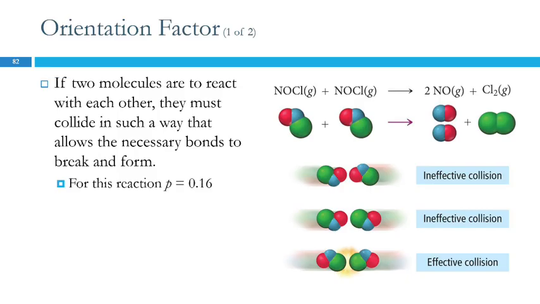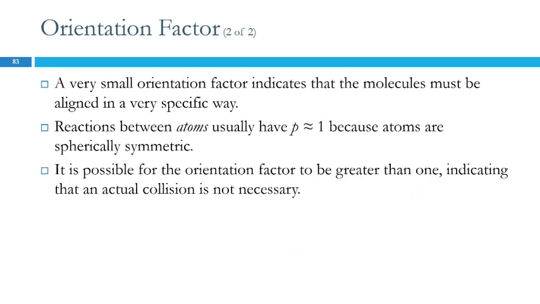So in this reaction, P, that orientation factor, is 0.16. So 16% of the collisions are going to have the right orientation. They also have to have the right amount of energy. Any questions? So if we have a small orientation factor, that means that the molecules have to be lined up in a very particular way. If there's a large orientation factor, then it doesn't matter so much.